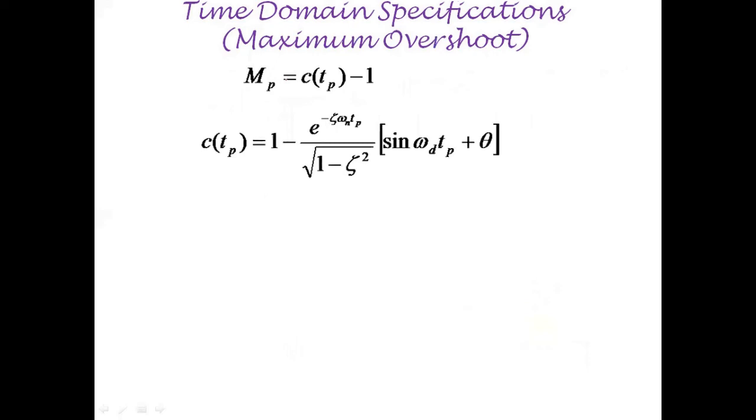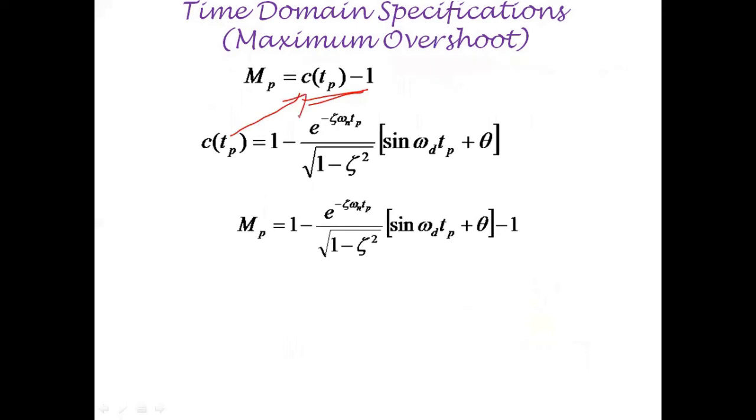So let me substitute for C of T at T is equal to Tp. And then let me substitute in the formula, that is C of Tp minus 1. So I have substituted for C of Tp in the above equation. So here 1 and 1 will get cancelled out. So MP will be equal to e to the power minus zeta omega n Tp divided by square root of 1 minus zeta square sine of omega d Tp plus theta.